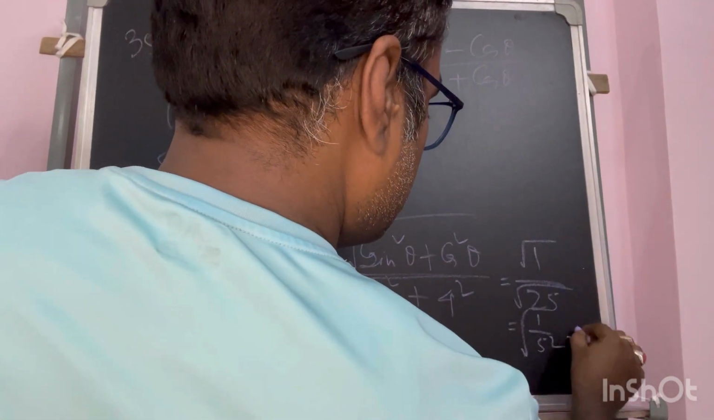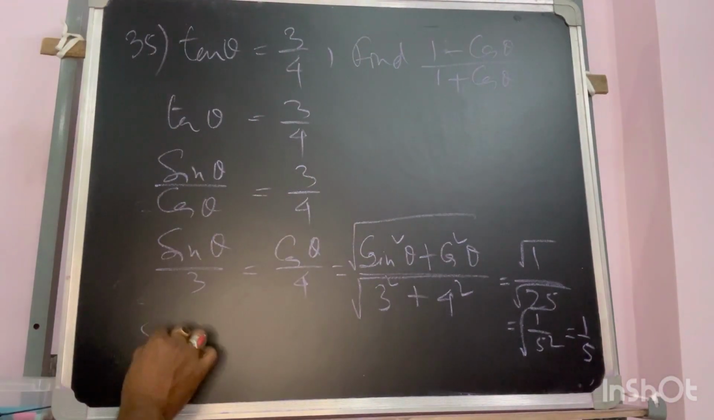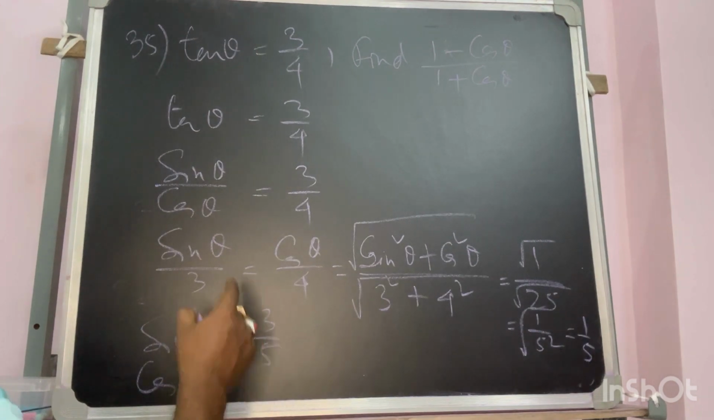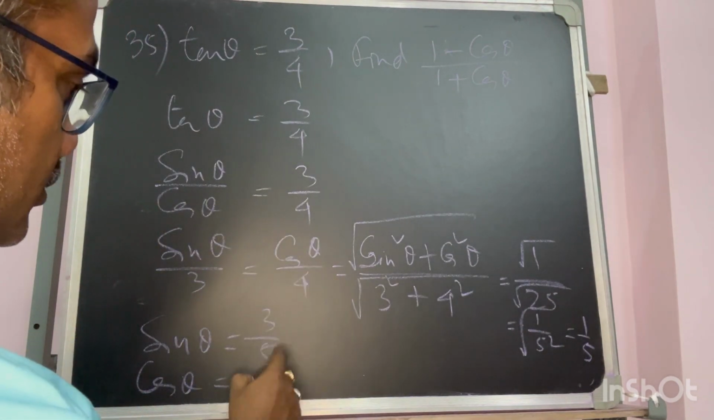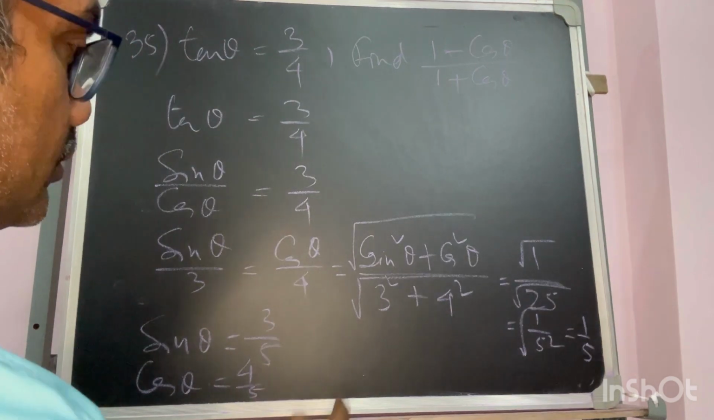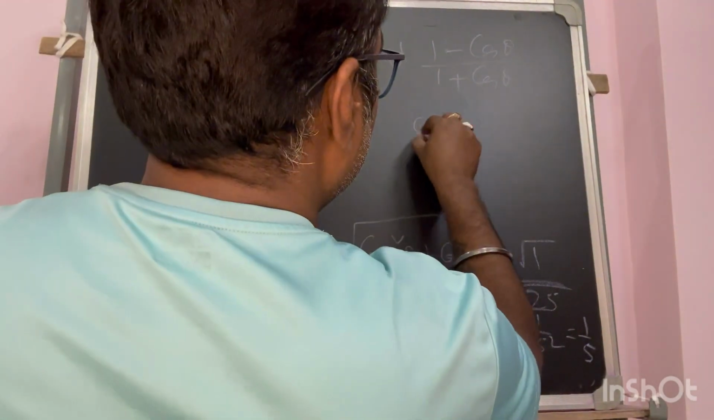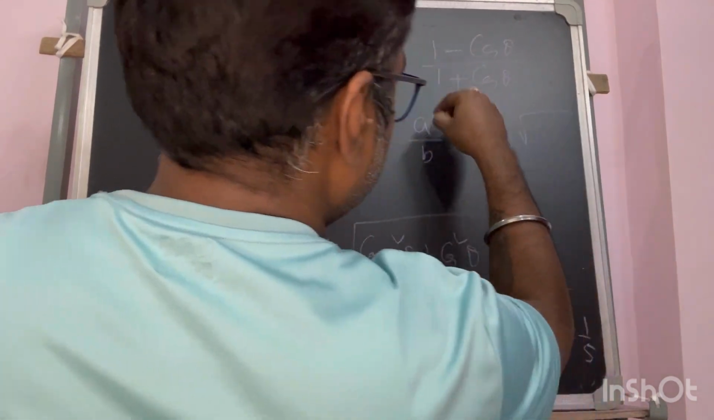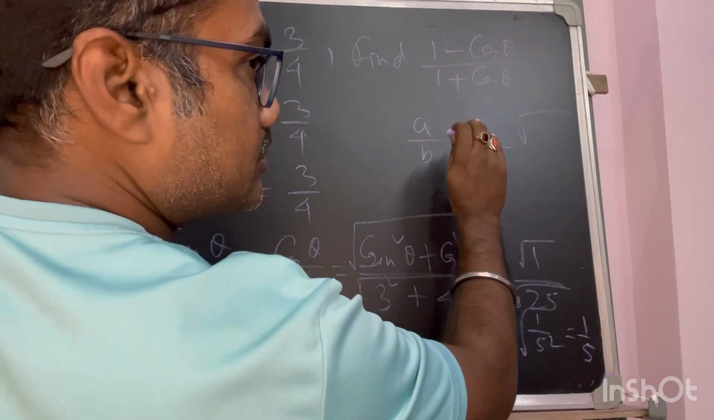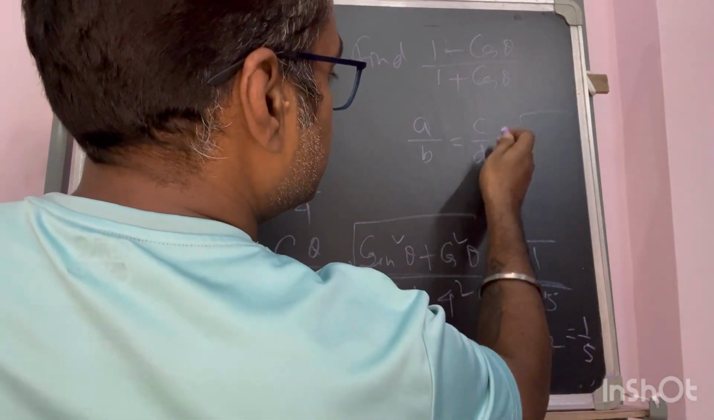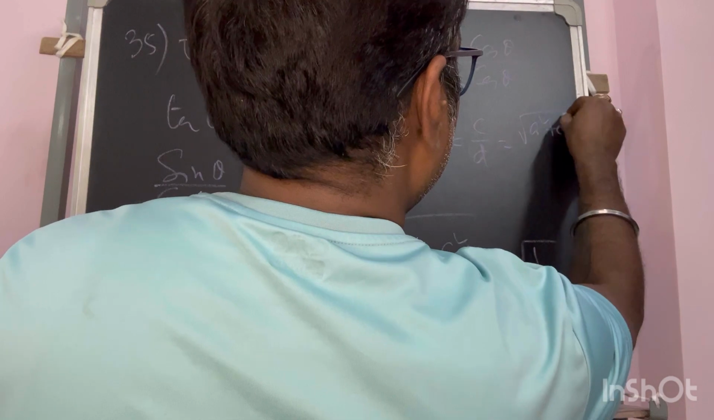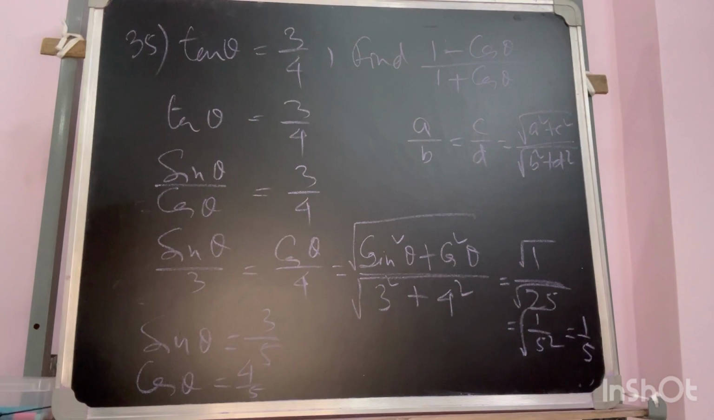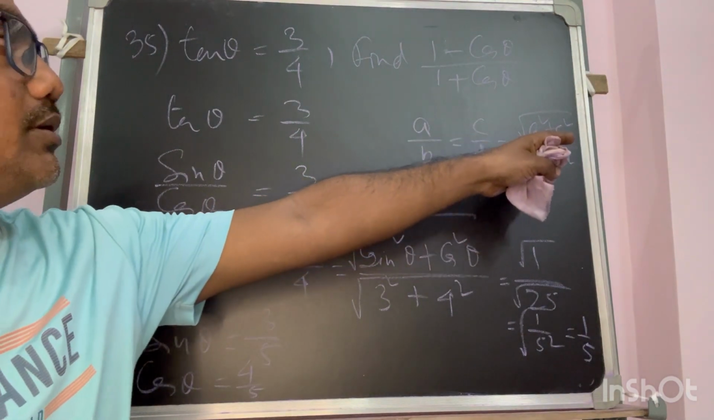Ultimately, this will be 1 by 5. So sin theta is equal to 3 by 5, cos theta is equal to 4 by 5. Okay, so this you can do. This is one of the properties of ratios. You can do a similar operation, add or minus whatever, and that will give you the same ratio. So that means I can do it. This is one of the properties of ratios, so that will be the same as the value.